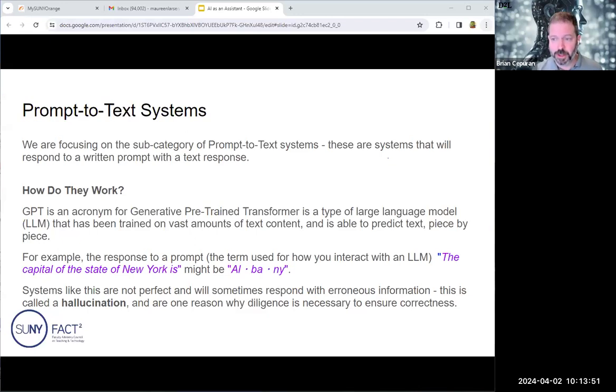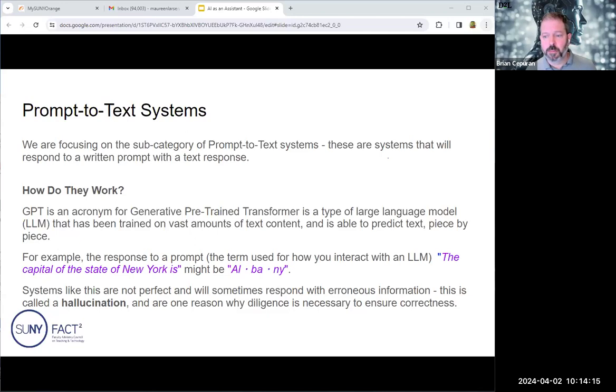So the example I give here is if you were to type in, "The capital of the state of New York is," it might respond with the bit of text, "Albany." It doesn't know what Albany is. It just knows that based on what it's been trained on, that is a meaningful and appropriate response to the beginning of the prompt.